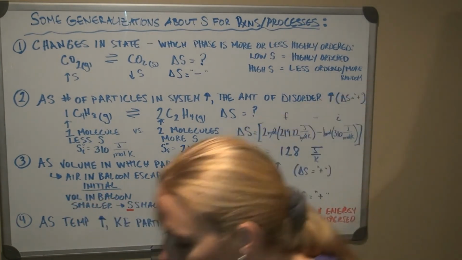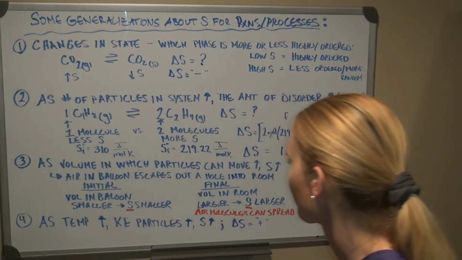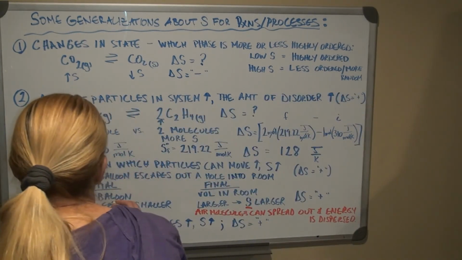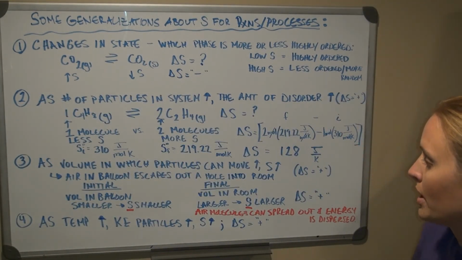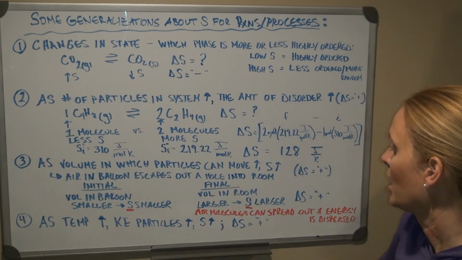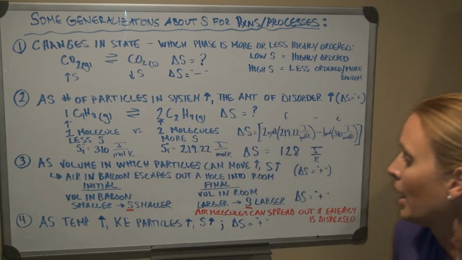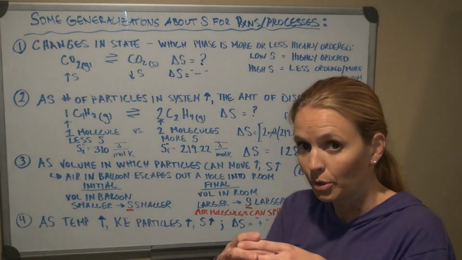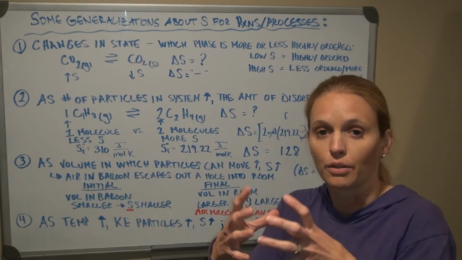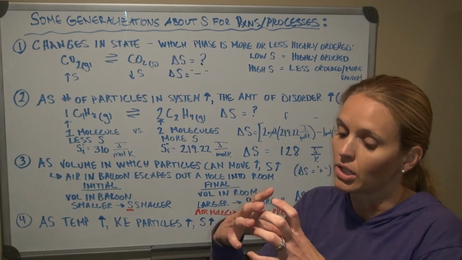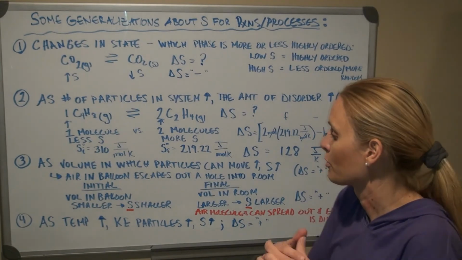We have some air that's inside of a balloon. Okay? And the air in the balloon is going to be escaping out of a hole into a room. Okay? And so we're going to look at the air inside the balloon and the air outside the balloon. So initially, the air inside the balloon is in a smaller volume. Okay? So it's a smaller room to move around in. So the entropy is smaller.